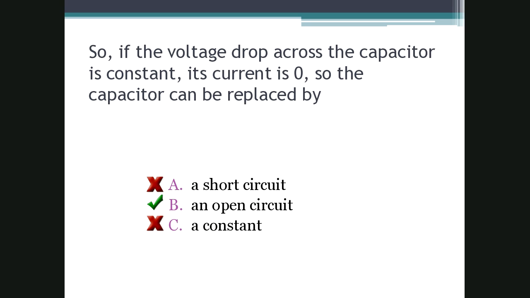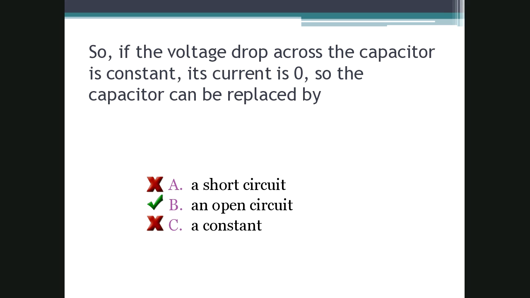Back to concepts again, which are very, very important to engineers and engineering technologists. Let's work this particular question out together. So if the voltage drop across a capacitor is constant, we know that its current is 0. So the capacitor can be replaced by which one? A short circuit, an open circuit, or a constant? Of course, the answer is given to us here as an open circuit.